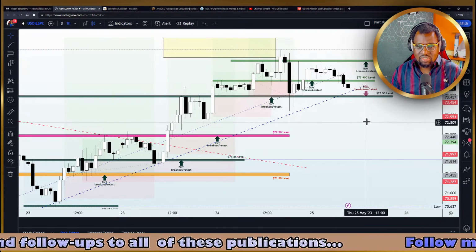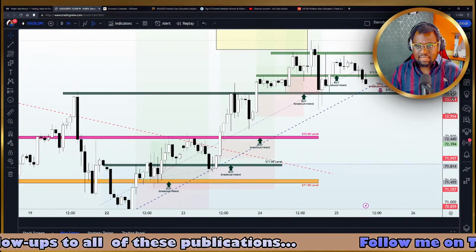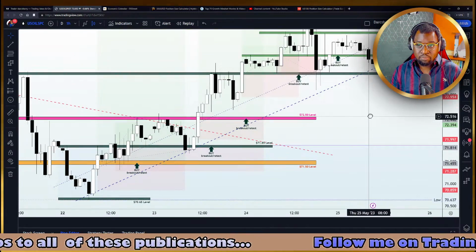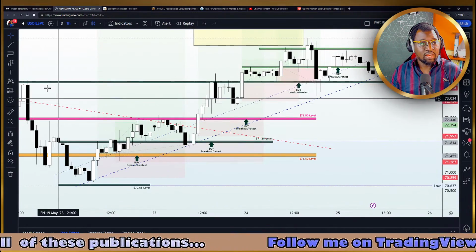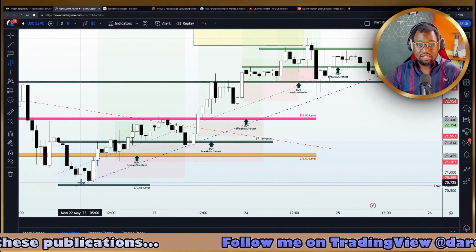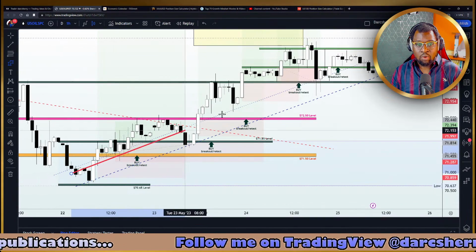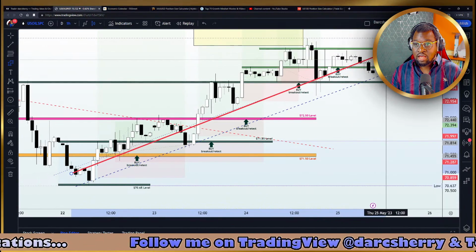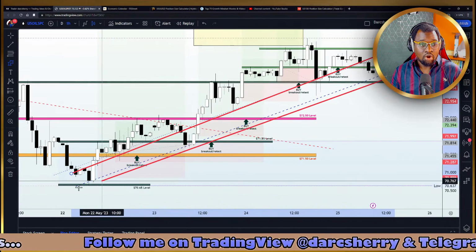Well, the first thing I would like to say here is that let's acknowledge the fact that price action has been bullish, and to acknowledge that we already connected the series of higher lows here, which has given us these resultant bullish trend lines you can see on your screen right now.